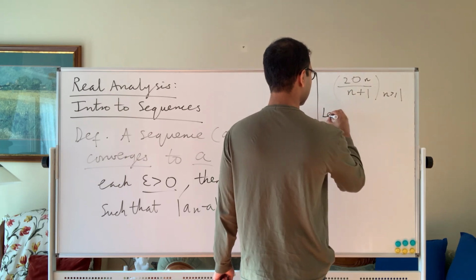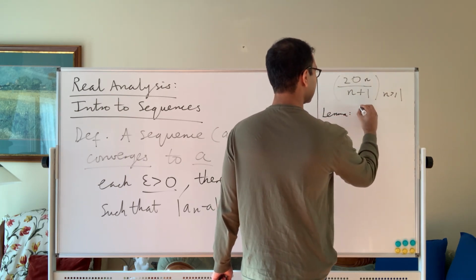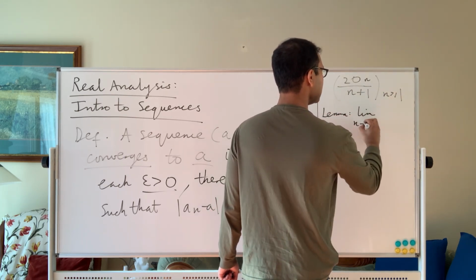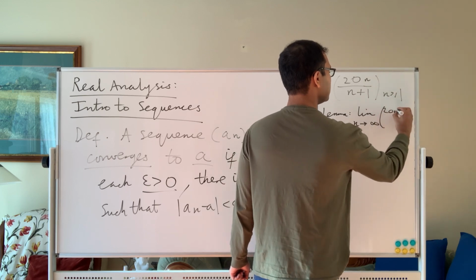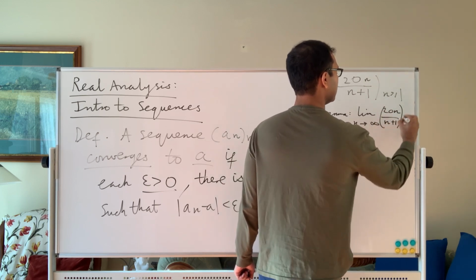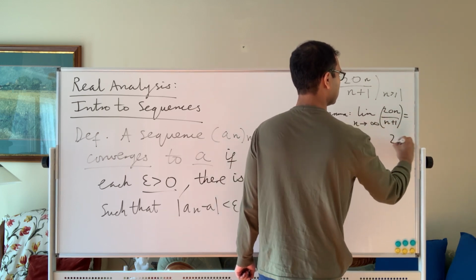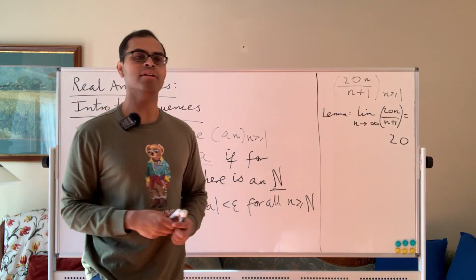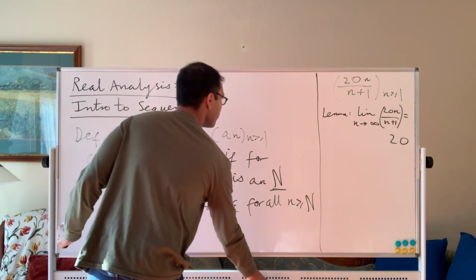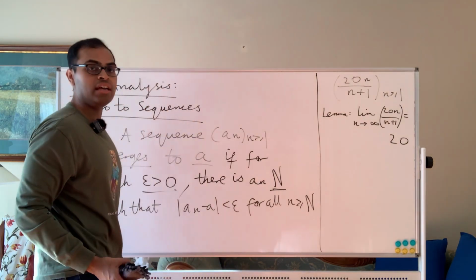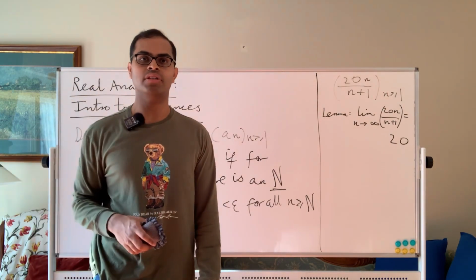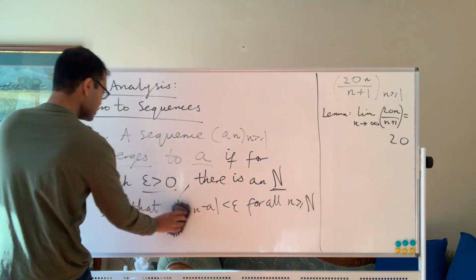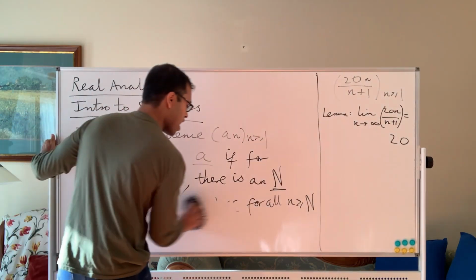Okay, so here's a theorem. Let's say it's called a lemma. The limit as n goes to infinity of 20n over n plus 1 is equal to 20. Okay, so how are we going to prove this? We have to use the epsilon N definition. We have to show that no matter how close you want to get to 20, you can eventually get that close with terms of the sequence. So this is going to be the thought process of how you actually do that.